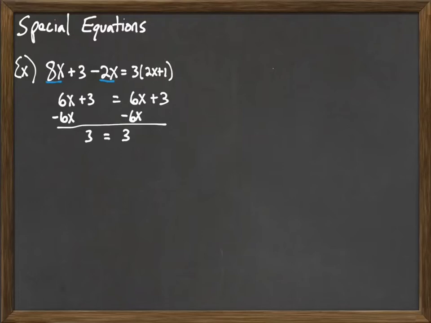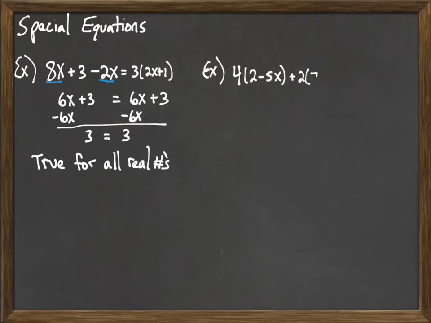Well, that statement, 3 equals 3, is a true statement, a true equation. Just like 6x plus 3 equals 6x plus 3. Those are always true. So this is true for all real numbers. Sometimes we refer to this as a dependent problem, or sometimes we call it an identity. But it's true for all real numbers. It doesn't matter what x is, because x has disappeared, and it's always true. 3 is the same as 3.